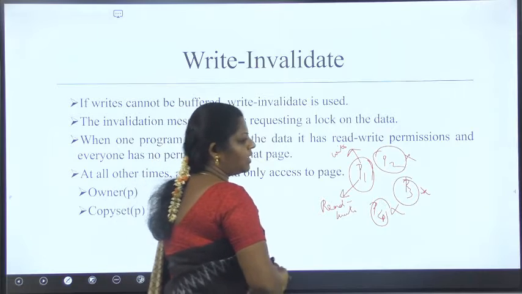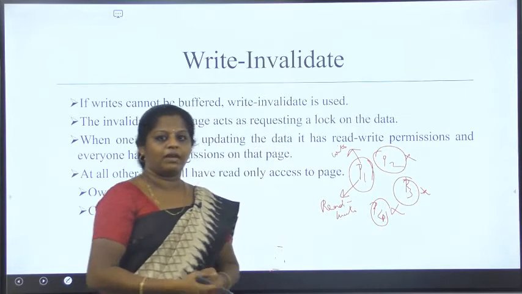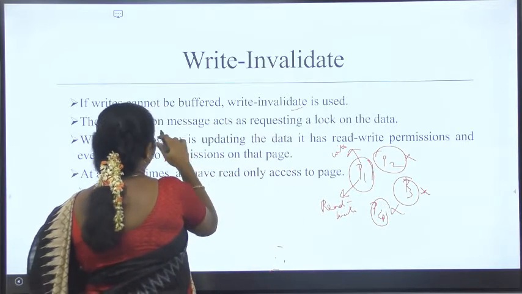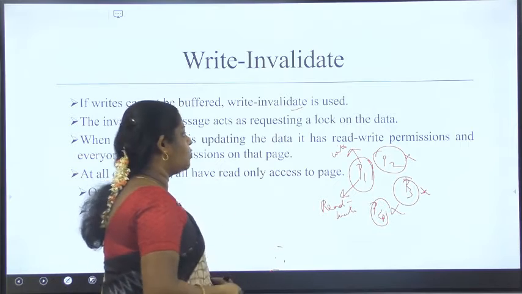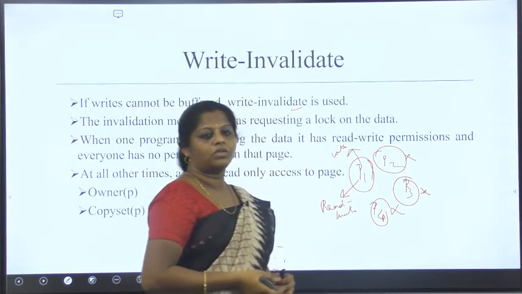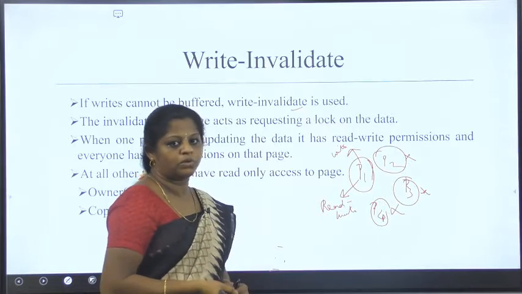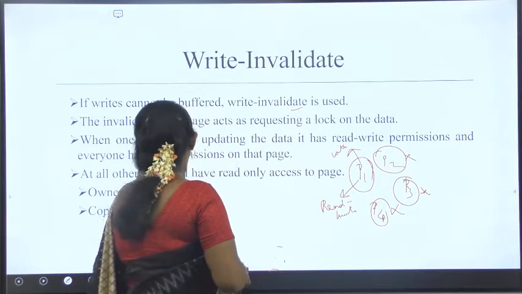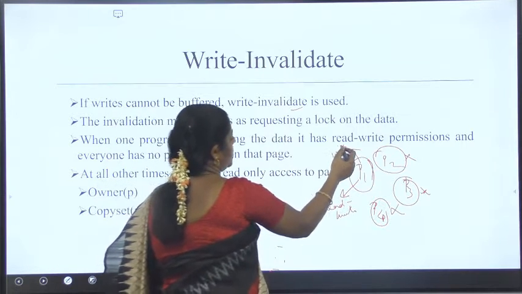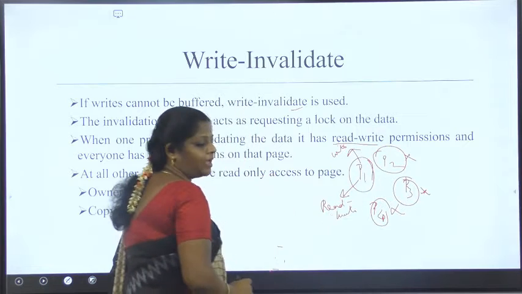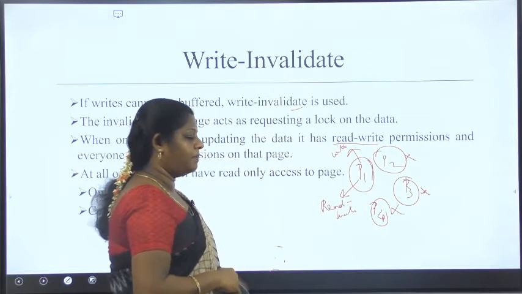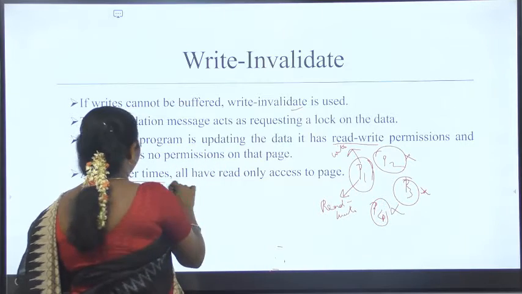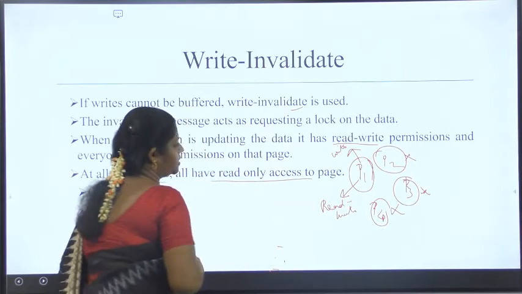What is the first one? Write invalidate means if they are not using the buffer, if the write is not using the buffer, then this write invalidate will be used. The invalidation message will always be requesting the lock on the data. Whichever process wants to write wants to create a lock, requesting the lock on the data. If one process is updating the data, that particular process has the read-write permission, and the remaining processes don't have permission at all. Otherwise, all have read-only access to the page.